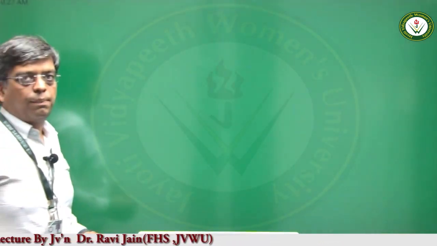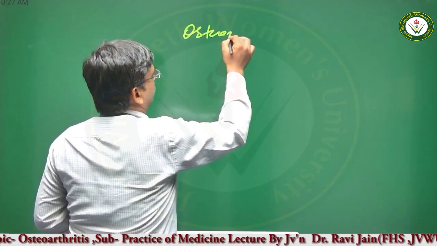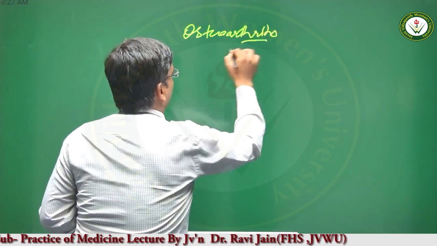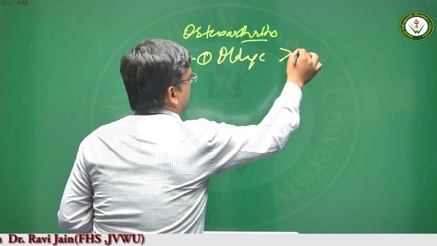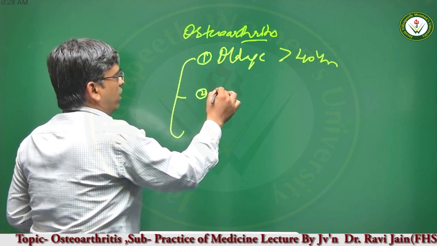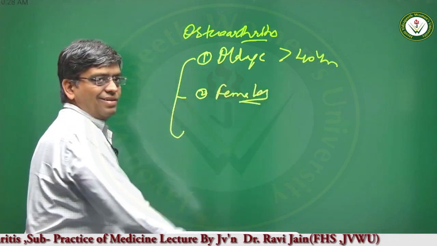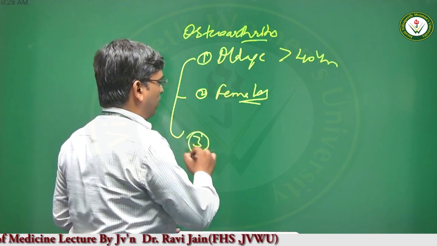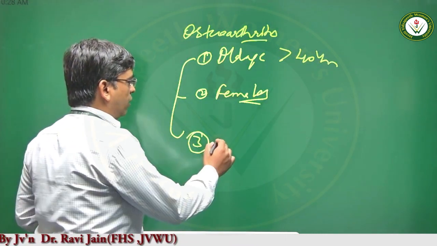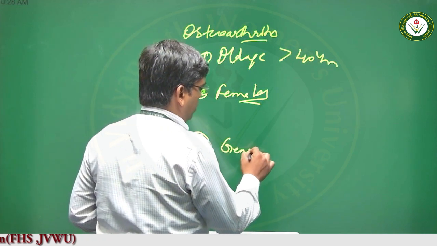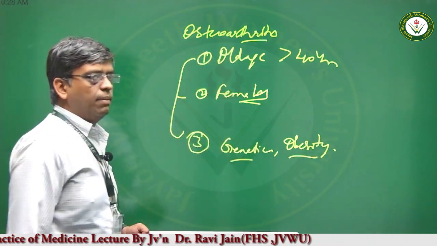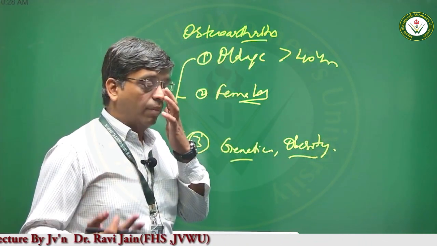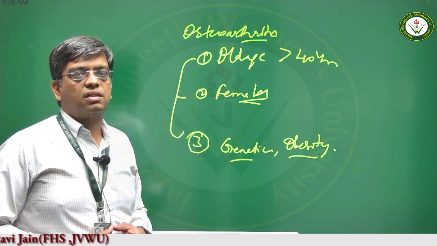Now, who are the people who are more prone to development of osteoarthritis? Osteoarthritis occurs in many people. Number one, in old age, more than 40 years of age. Secondly, more in females. And third, it is related to internal factors like genetic factors and obesity. These play a very important role. Osteoarthritis runs in families, and obesity, these are the important factors responsible for development of osteoarthritis.